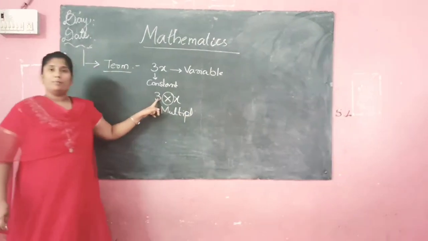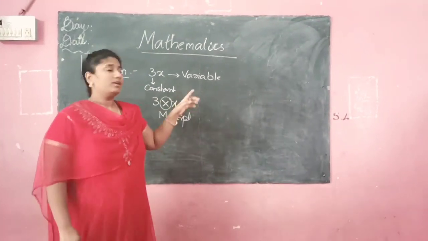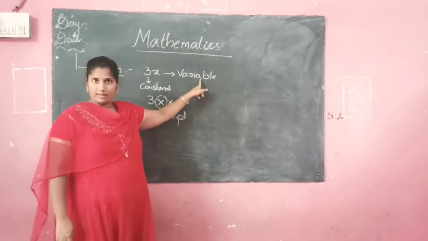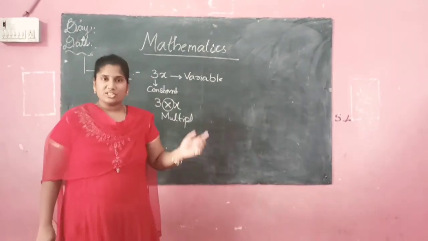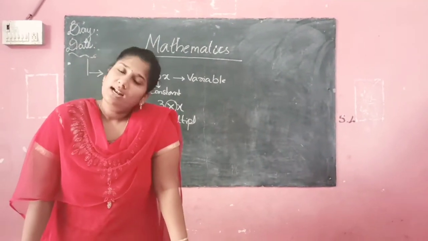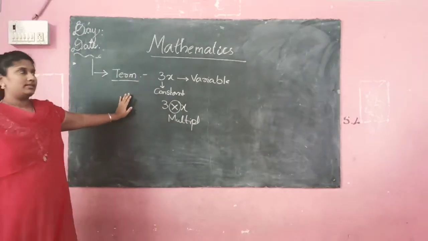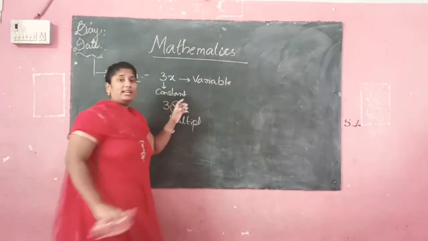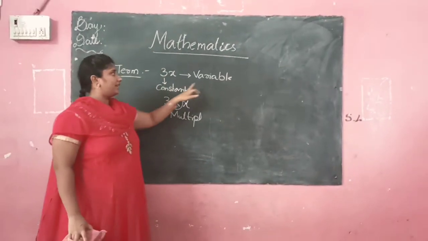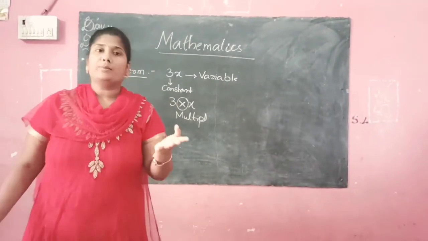Okay, so what is a term? A combination of a constant and a variable with the help of multiplication or division is called a term. Okay, so this is what term means. Suppose not only one constant and one variable, so many constants and so many variables we can use.